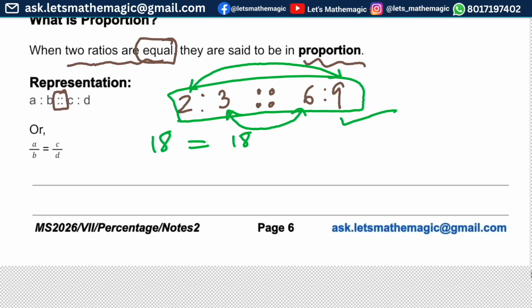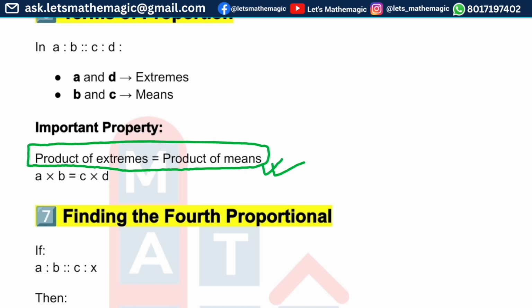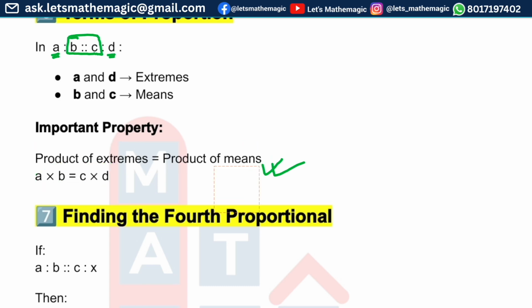So this is correct. The rule is already written here, so I'm highlighting it. This is a very vital rule to check when they ask you whether the given ratios are in proportion or not. Let's remember, the extremes are at the boundary, A and D. The means are in the middle, B and C. Just multiply them and check whether the values on both sides are the same. If they are the same, it's in proportion.